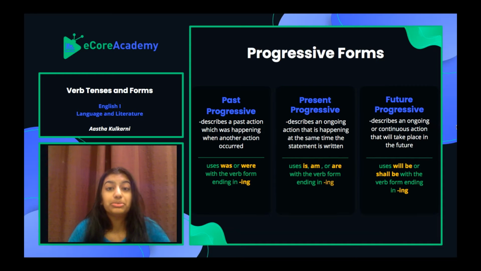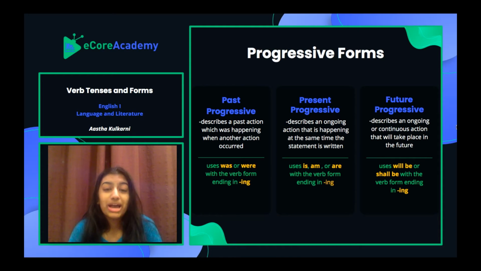Next, we have the progressive forms. These are probably the second most common forms. The next two groups we're going to see after this are ones a lot of people don't know about until they get introduced to them in a course like English 1. So this one and the following two are ones you want to pay more attention to because they're easier to mess up and harder to understand.